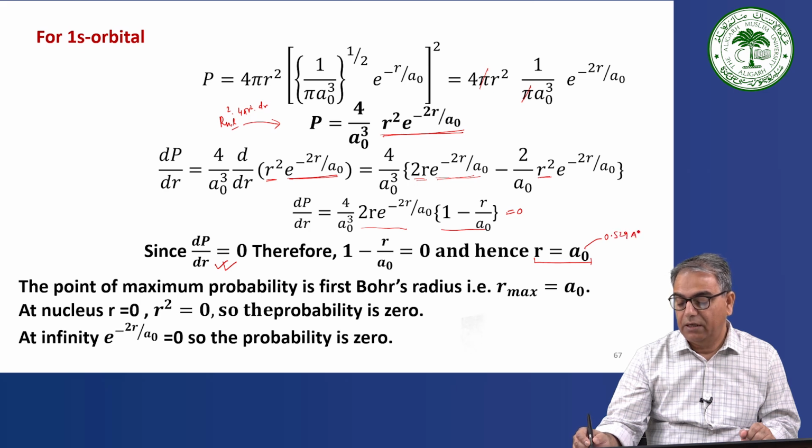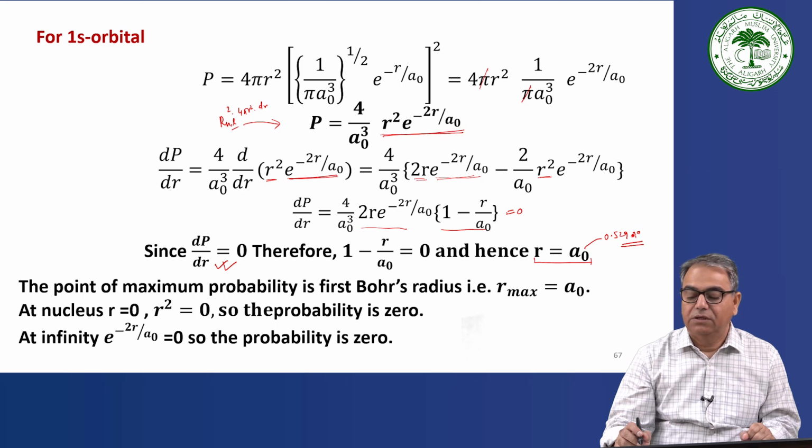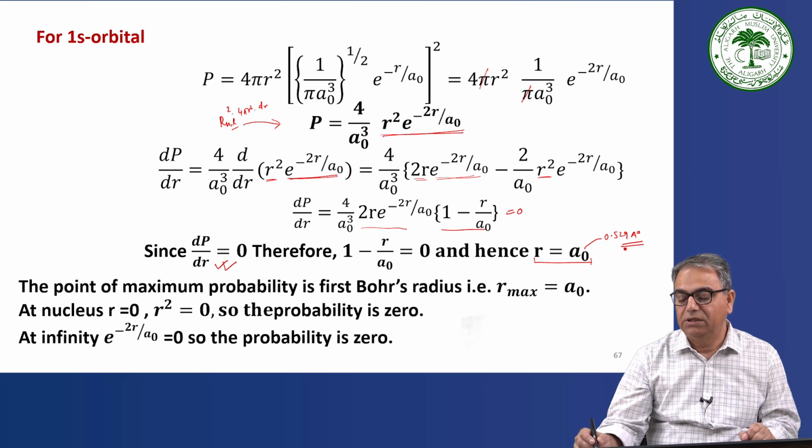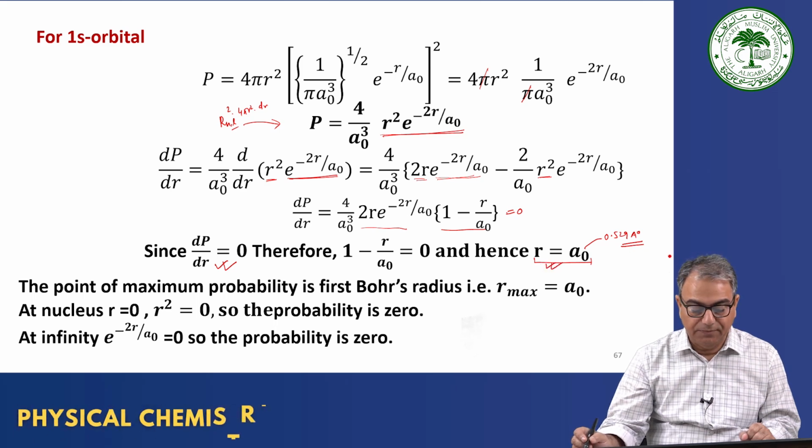Bohr's radius, which is 0.529 angstrom. And that's what you say, that in a hydrogen atom, if you calculate the probability for the 1s atomic orbital, the distance which comes from the Bohr's atomic model is 0.529 angstrom. So exactly the same thing we got here also. So the point of maximum probability is the first Bohr's radius, that is r maxima is a naught.